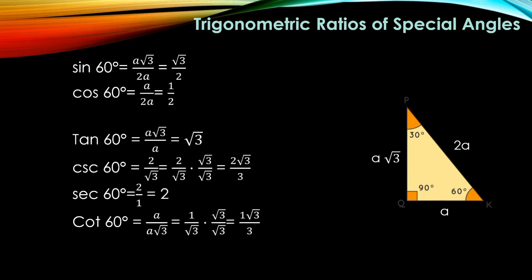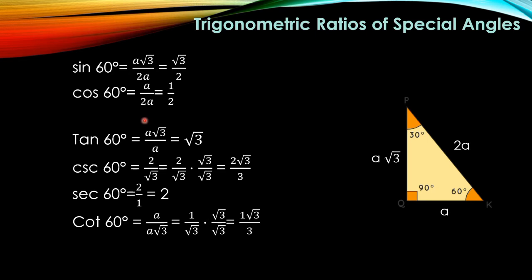Next, for the 60 degrees angle. Sine 60 degrees, opposite over hypotenuse. The opposite side of 60 degrees is A times the square root of 3. The hypotenuse is 2A. So, cancel natin yung A. Ang matitira ay the square root of 3 over 2.